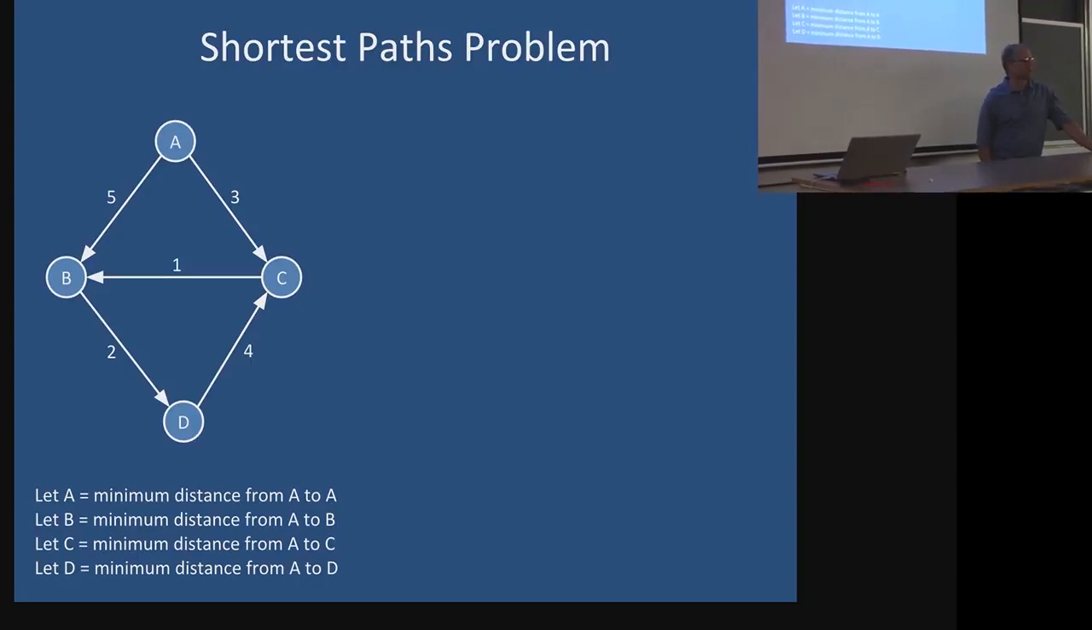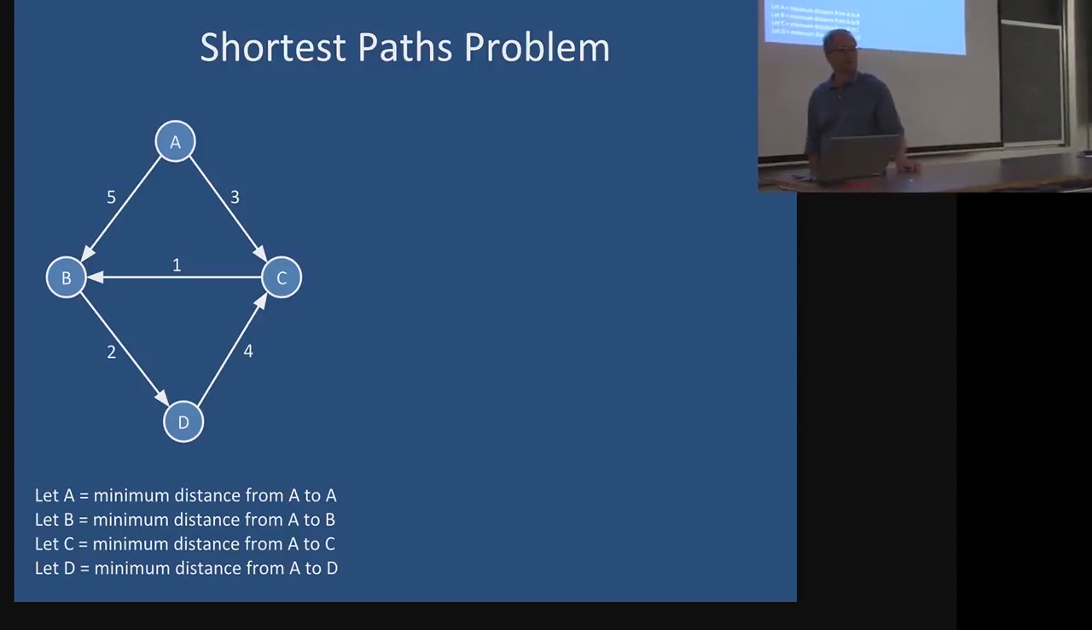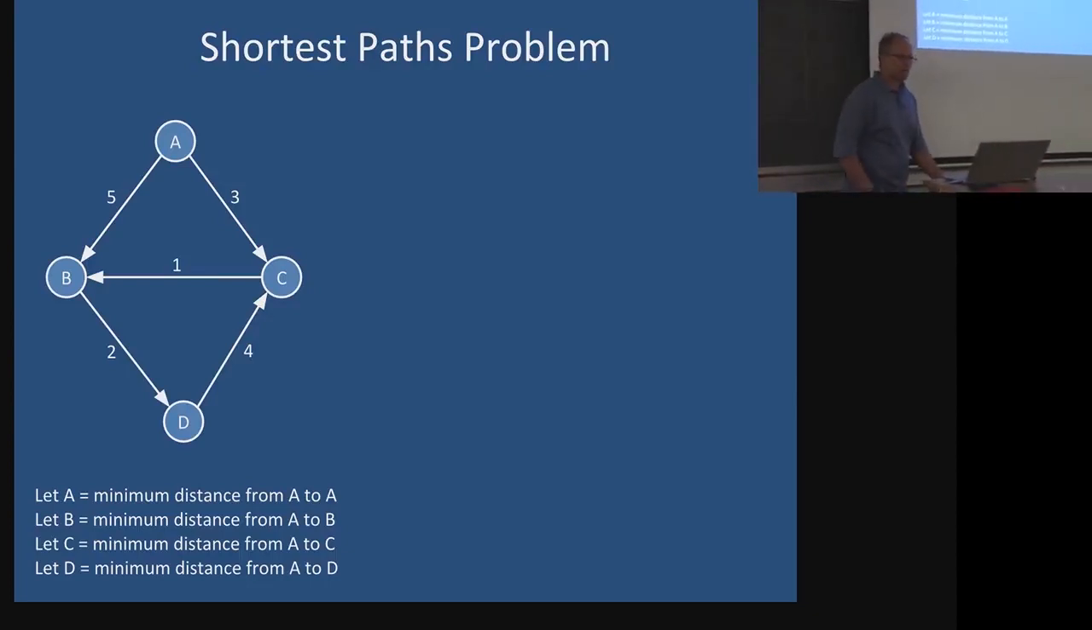Yeah? The sum of A through D. Okay, so we want to do what? Minimize or maximize A plus B plus C plus D. A plus B plus C plus D would be the total cost of the minimum spanning tree. Right? Not the minimum spanning tree, the shortest path tree. That's what we're trying to minimize.